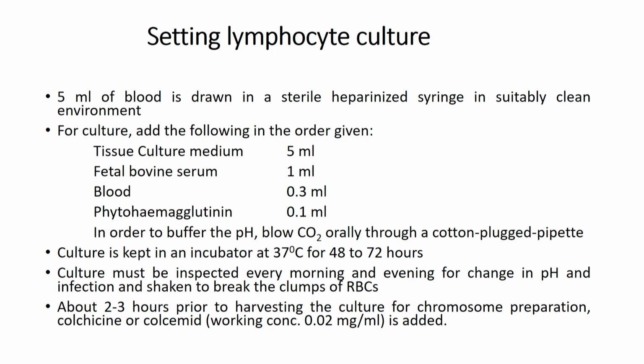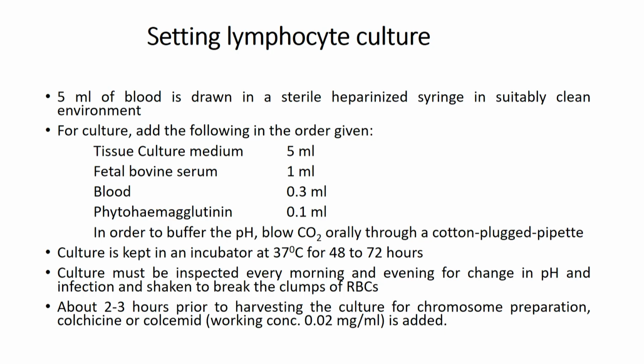The culture is kept in an incubator at 37 degrees centigrade for 48 to 72 hours. Why 48 to 72 hours? Because after triggering, a human cell undergoes one cycle in approximately 20-24 hours. So if you are keeping for 48 hours, 2 cycles of cell division will be there. 72 hours, 3 cycles. So 2 to 3 cycles of cell division will be there. That means we will have plenty of cells which are in different stages of cell division.